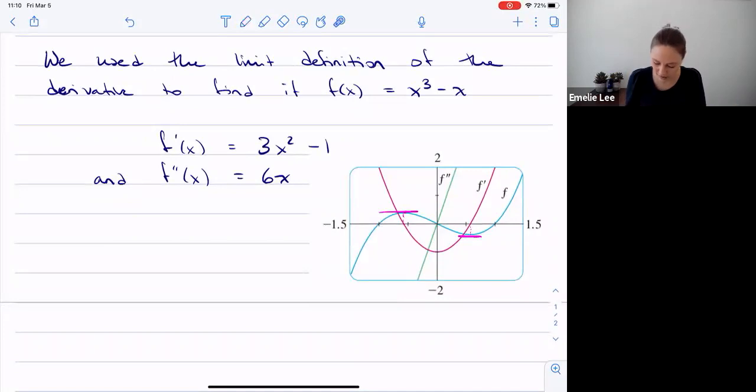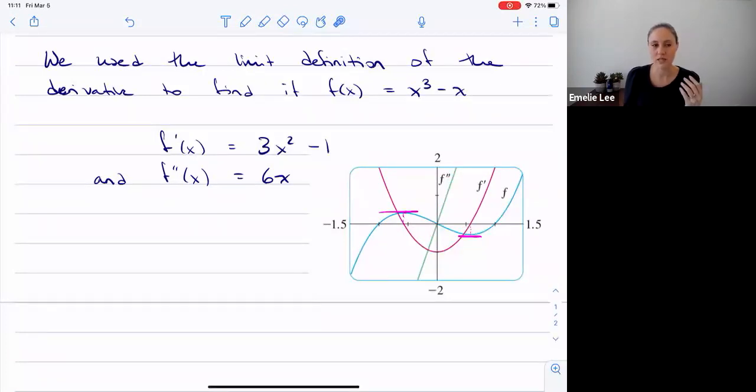Here I have positive slope on the original function, which means I have to be above the x-axis for my derivative. Then here I've got a negative slope, so I've got negative values on the derivative. And here we get a positive slope again. We can do the same thing, but now trading in our original function for our first derivative and comparing it to the second derivative.